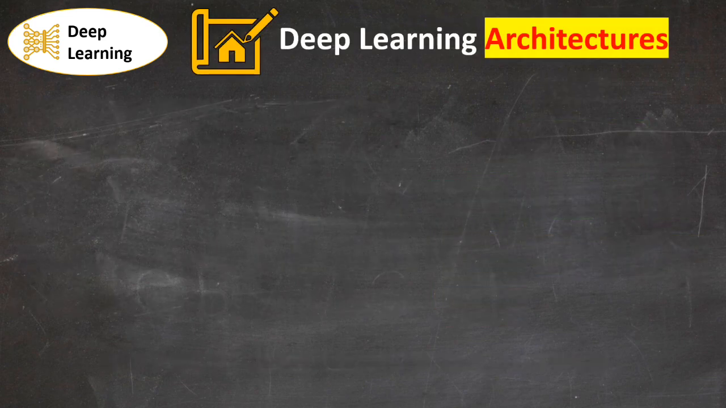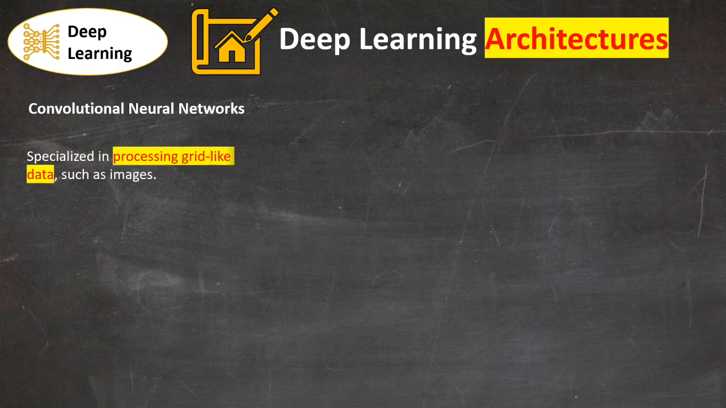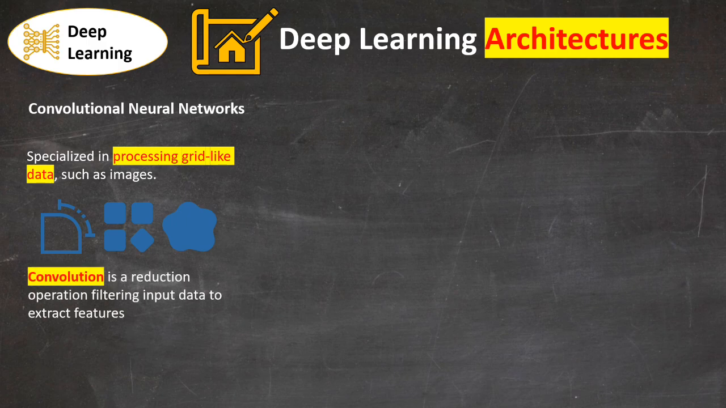Now, let's explore three specialized architectures deep learning relies on to tackle diverse tasks. First, convolutional neural networks are designed for grid-like data and image processing. They excel at detecting patterns like edges, textures, and shapes by using layers that apply filters to input images. How? By using convolution, which is a reduction of the number of weights that the model needs to learn by summarizing the image into fewer pixels.